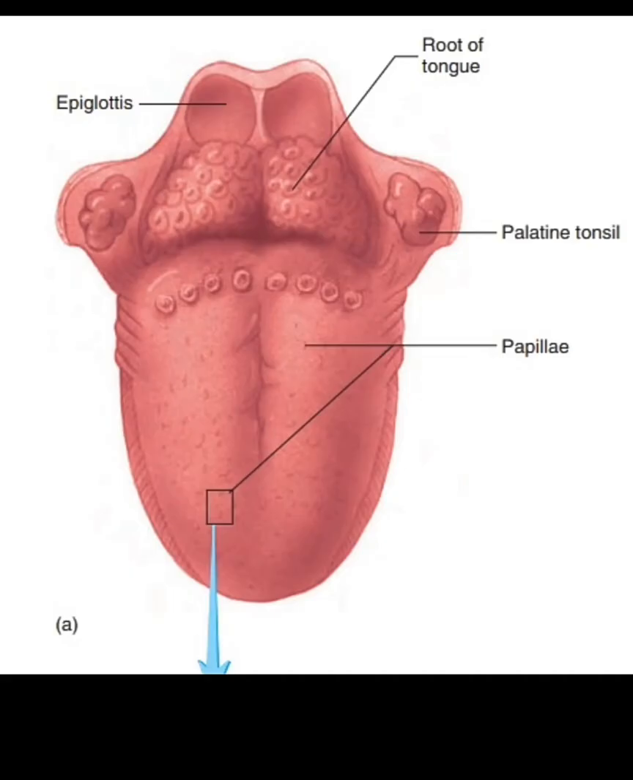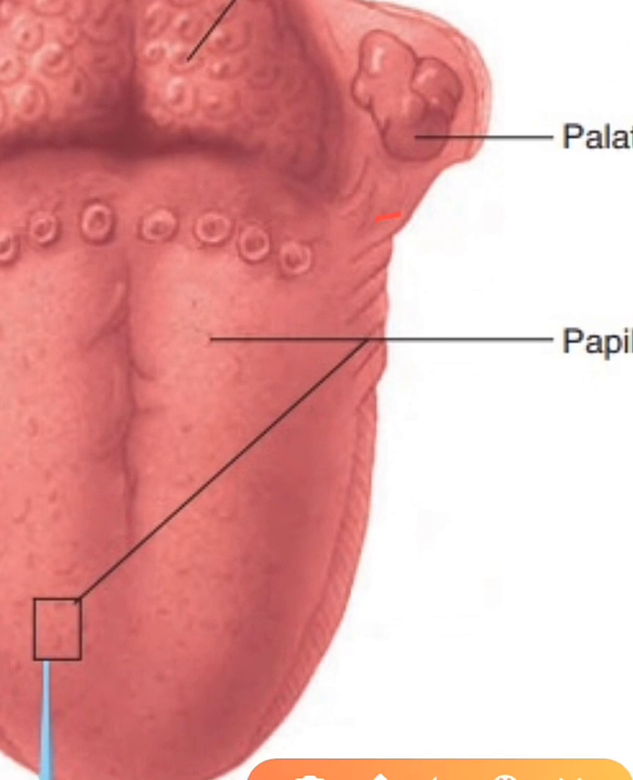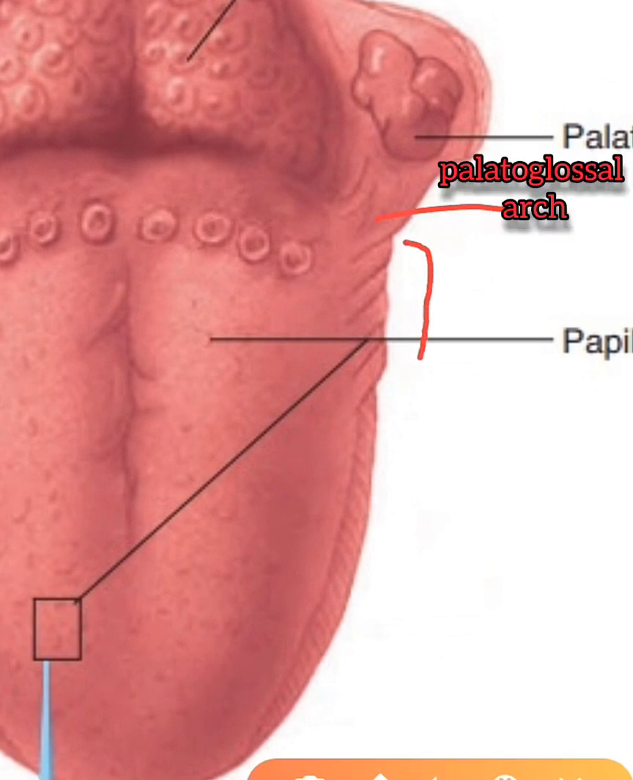The foliate papillae are present in front of the palatoglossal arch. So this is the palatoglossal arch, and just in front of it you can see 4 to 5 vertical folds called foliate papillae. These help in taste sensation. These are not well developed in humans, but they are well developed in animals like rabbits.